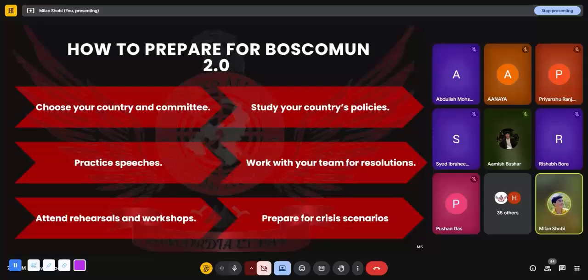Coming next, once you choose your country, choose and study your country's policies. The thing in MUN is that you really need to work like a diplomat. There are questions which are asked of you on a spontaneous basis. Like immediately, someone can question your research. You really need to know what your country's policies are in order to answer that question effectively.